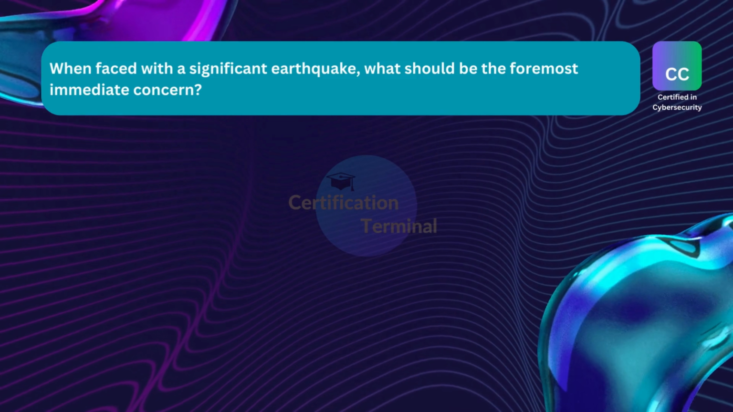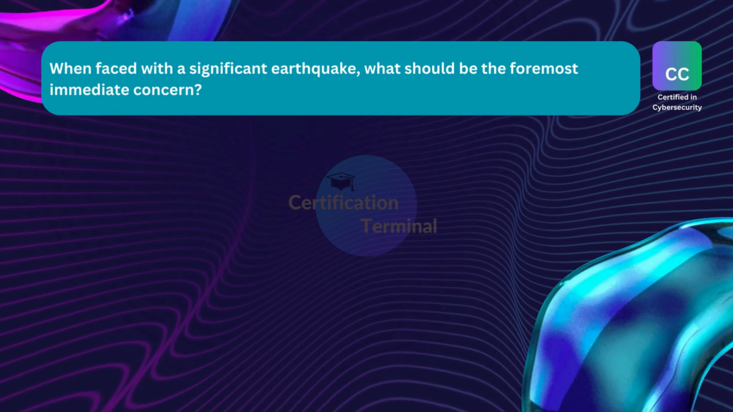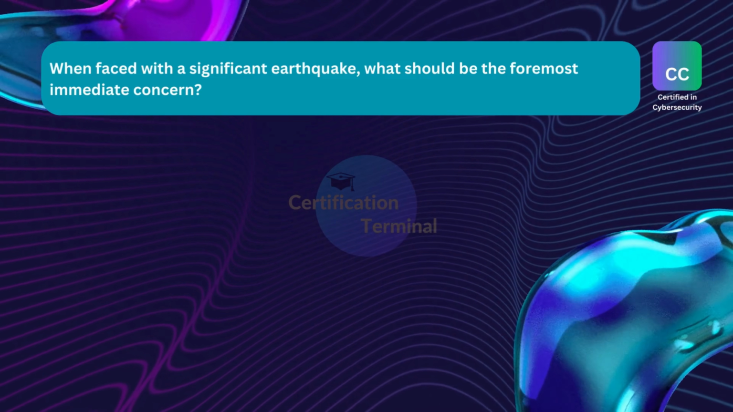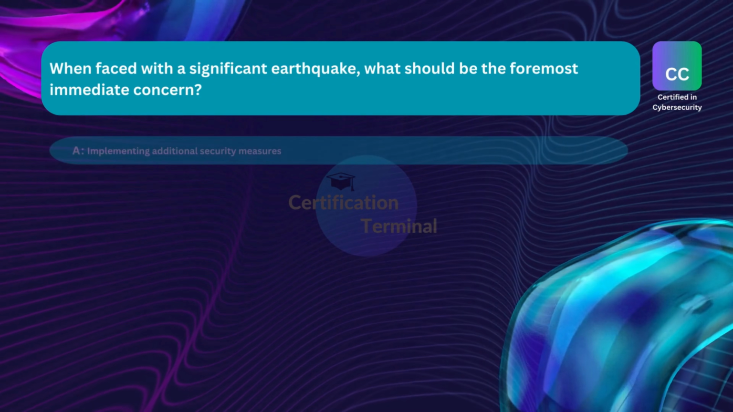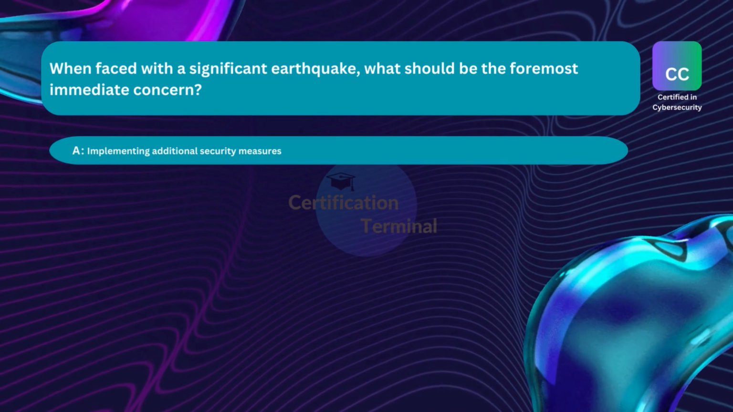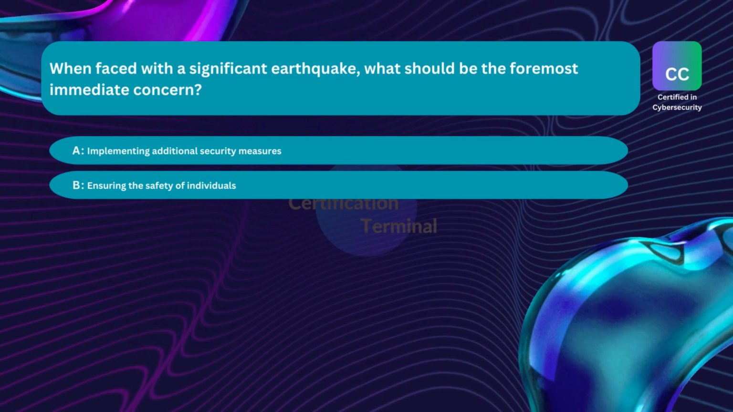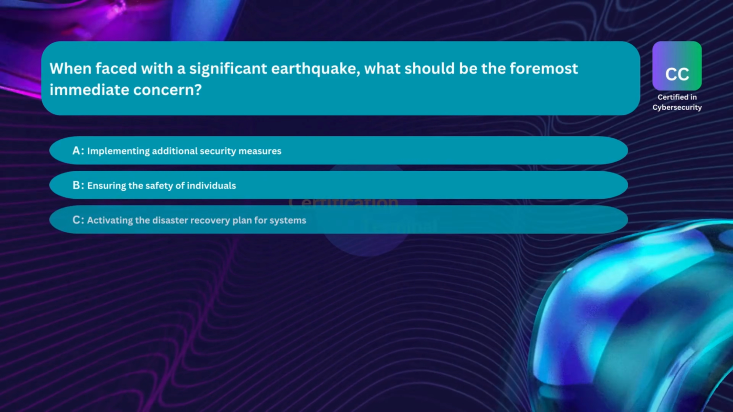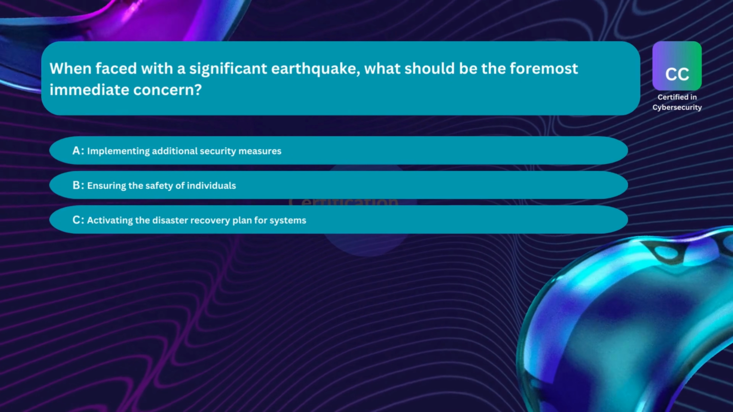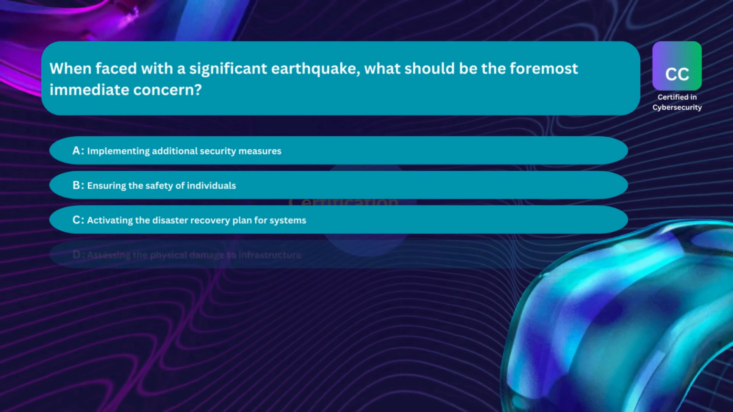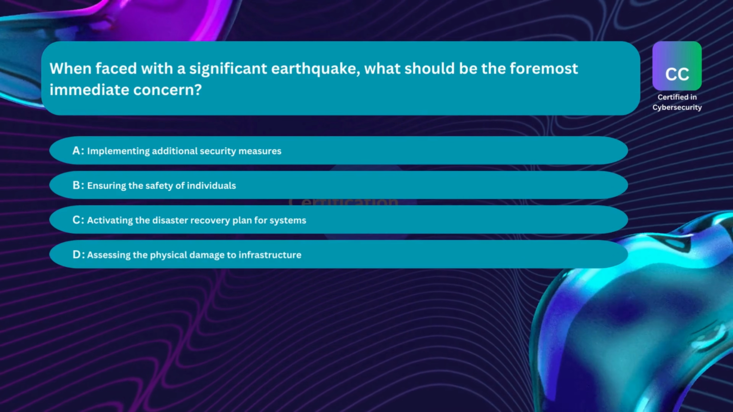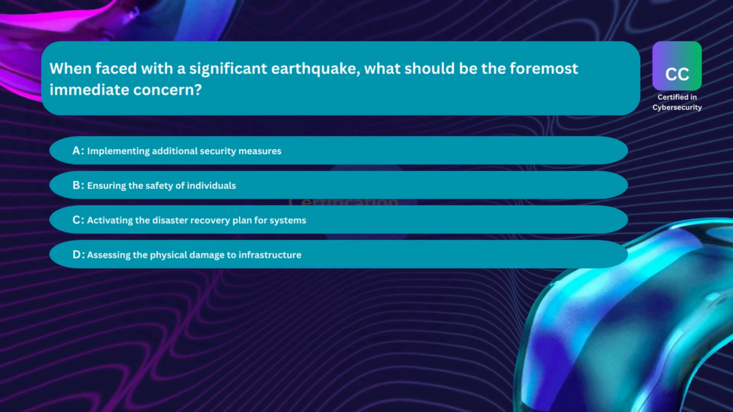Question number 20. When faced with a significant earthquake, what should be the foremost immediate concern? Option A, implementing additional security measures. Option B, ensuring the safety of individuals. Option C, activating the disaster recovery plan for systems. Option D, assessing the physical damage to infrastructure.